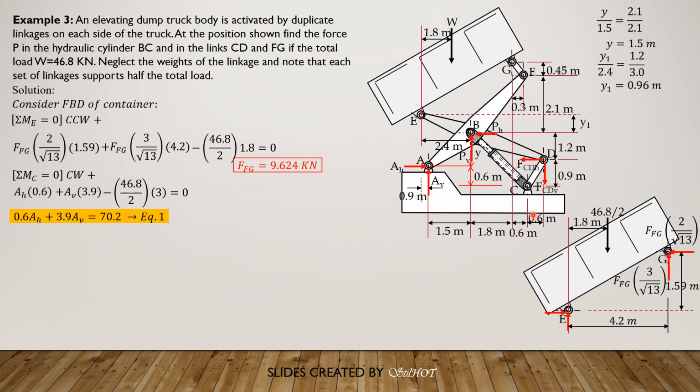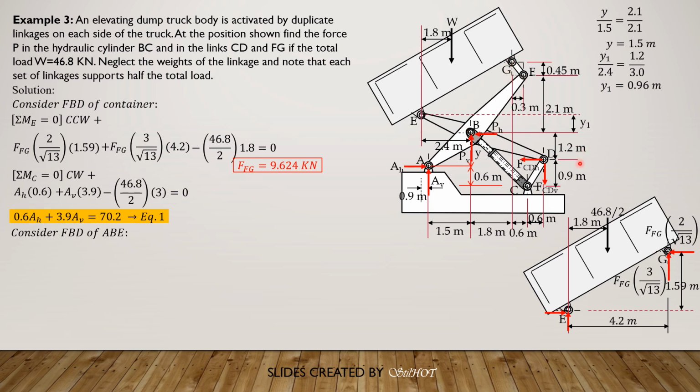Next, we sum up moment. Let's consider the free body diagram of ABE. Then we sum up moment about B. We may include the horizontal and vertical components of reaction at B, but because we sum up moment about B, those reaction components are not involved in the equation.